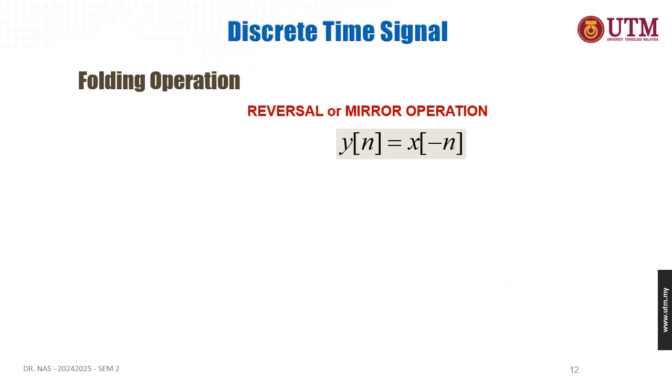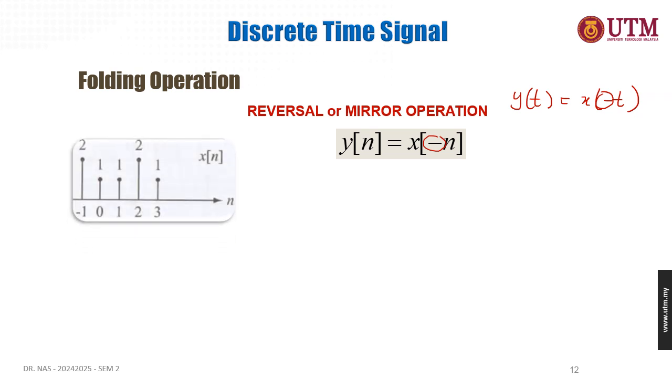Let's look at the next operation of discrete time signal. If in continuous time you have y(t) equal to x(-t), the negative means the signal is being inverted in t, not the amplitude, because it is inside the bracket. So it's a time-based or n-based operation. So if you have a negative inside the bracket, the signal is being inverted in n.